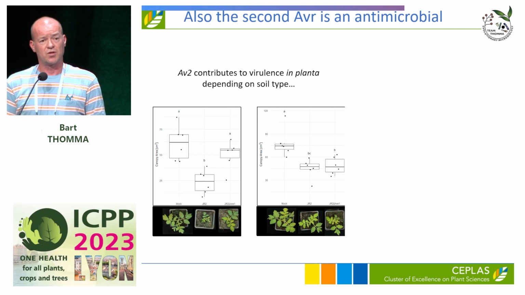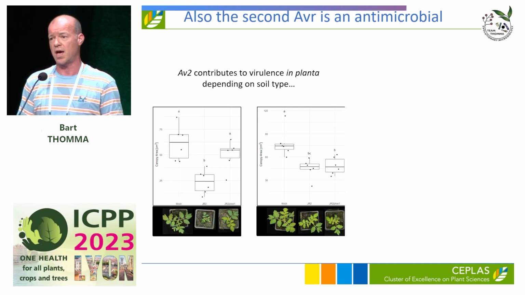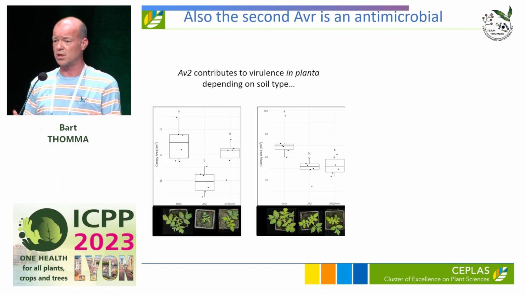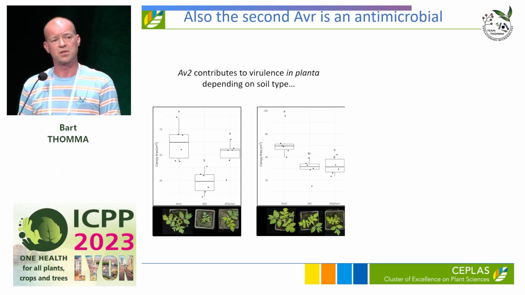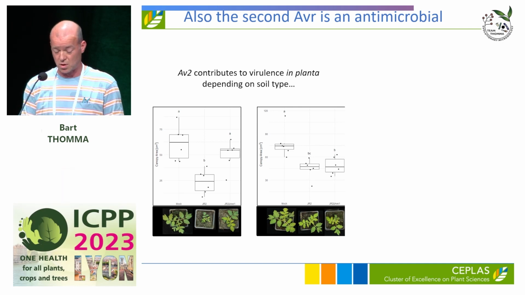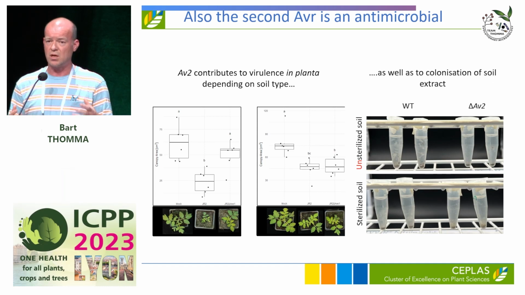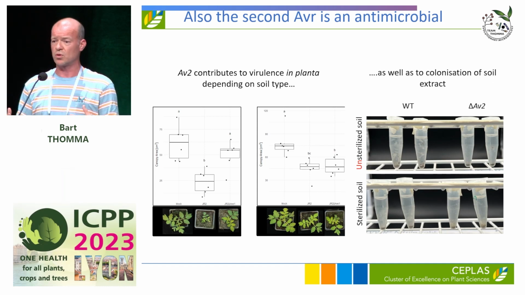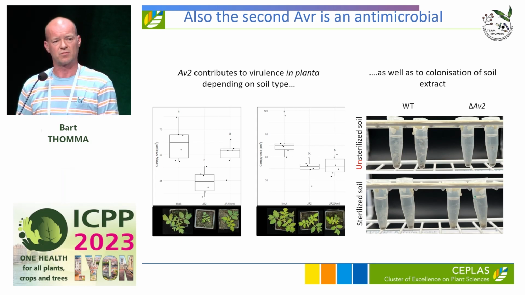This gene seems to make a contribution to virulence, not as strong as AV1 does, but it clearly does. But now it depends on the soil type we test. We tested various soil types. On some soils, in tomato infections, we see a contribution to virulence, but in other ones not. And here, in addition, we did some tests to see whether it may also contribute to the ability of Verticillium to colonize soil, so in the absence of the host plant.